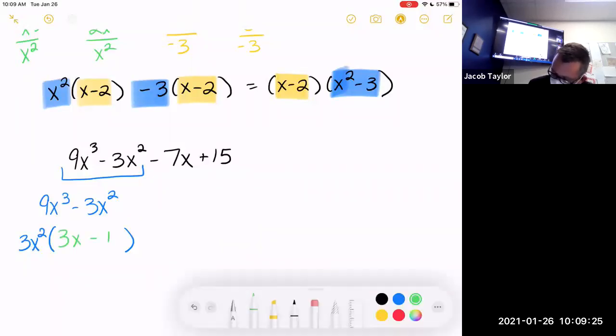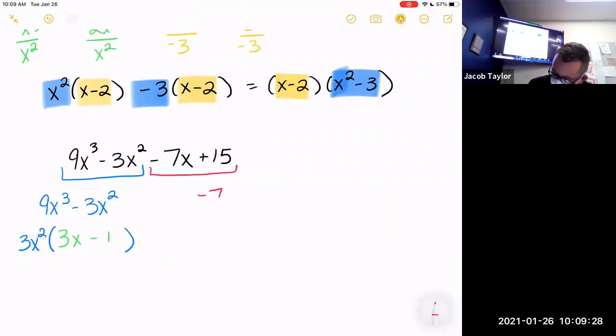Okay. The other group, negative 7x plus 15. 7 and 15 are an unfortunate set of numbers, mostly because 7 is prime. That means 7 can only be divided by 7 and 1. 15 can't be divided by 7. It can only be divided by 1. So that means my greatest common factor here is negative 1. And if I divide both of those terms by negative 1, I get positive 7x and minus 15. And you will notice that we have a problem. The parentheses are not the same.